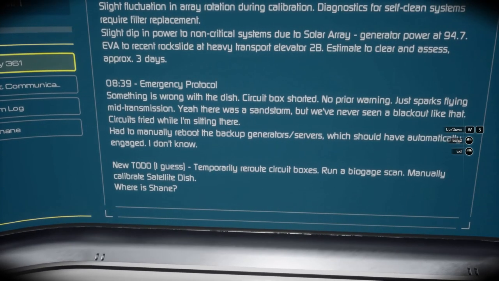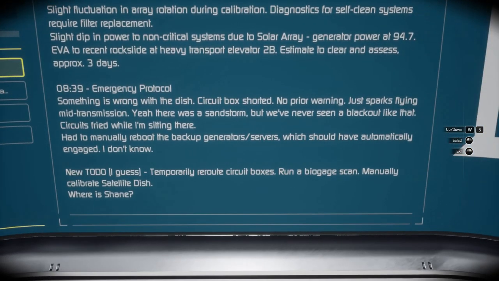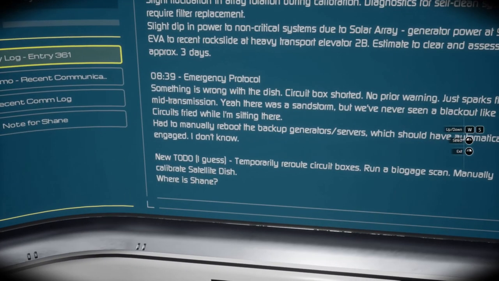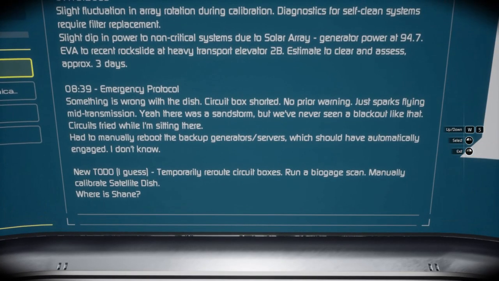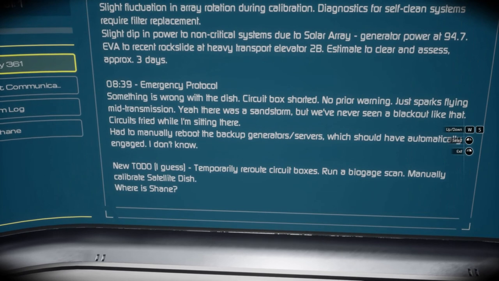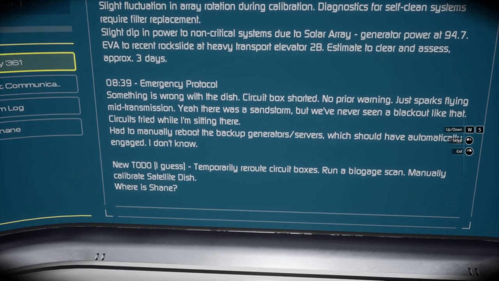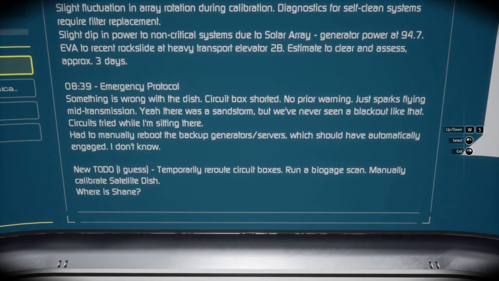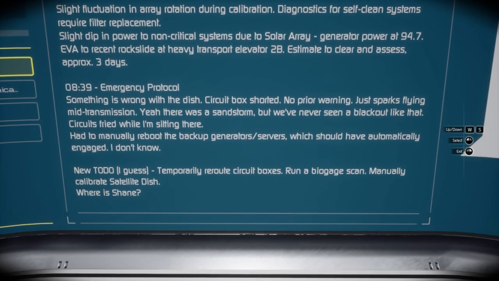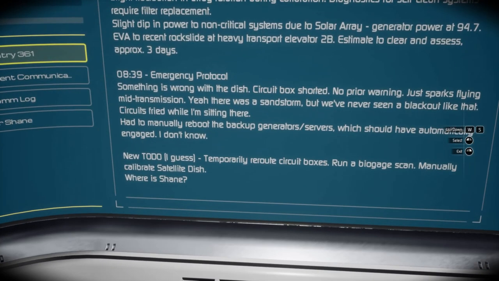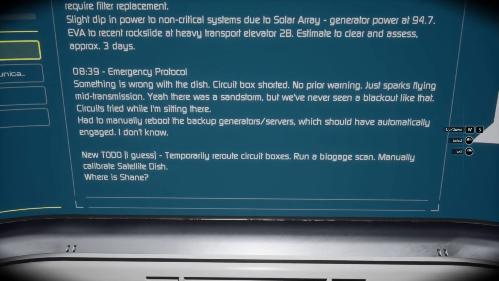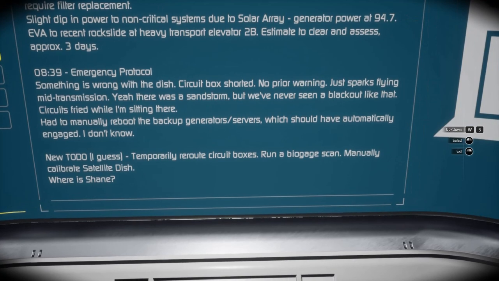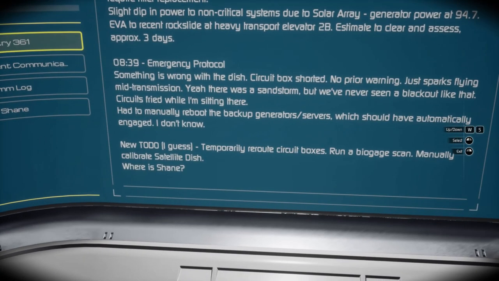Something is wrong with the dish. Circuit box shorted. No prior warning. Just sparks flying mid-transmission. Yeah, there was a sandstorm, but we've never seen a blackout like that. Circuits fried while I'm still sitting there. Had to manually reboot the backup generators, which should have automatically engaged. I don't know. New to do, I guess. Temporarily reroute circuit boxes, run a biogauge scan, manually calibrate. Where is Shane?